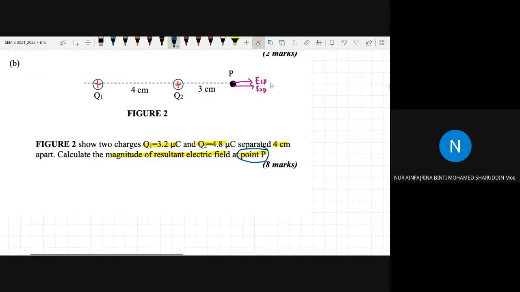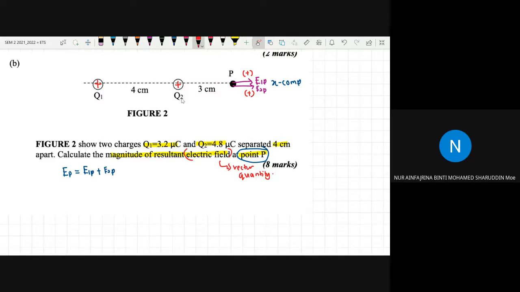So if you can see, both electric field ini dia berada di atas X component. So what you can do now is magnitude of resultant electric field at point P is equals to E1P plus E2P. Okay, kenapa Miss boleh tambah sahaja? Sebab both to the right. So dia adalah positive and positive. Kenapa? Sebab electric field dia adalah vector quantity. So we must take note of the direction. Kalau dia ke kanan, dia adalah positif, ke kiri negatif, ke atas positif, ke bawah negatif.